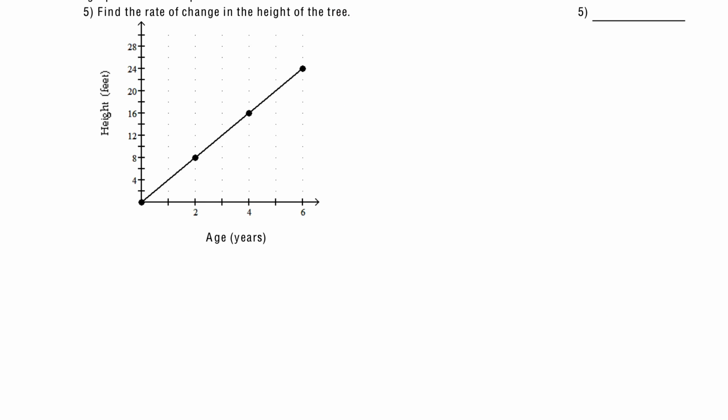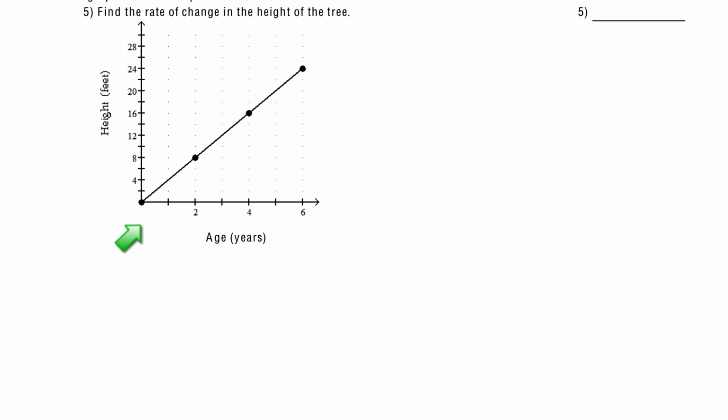Number 5, use the graph to solve the problem. Find the rate of change in the height of the tree. Okay, so notice up here that the y-axis is about the height, and it's in feet. And the x-axis is about the age of the tree, which is in years. And typically the time is always on the x-axis.